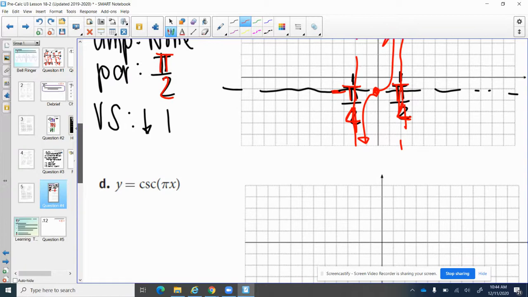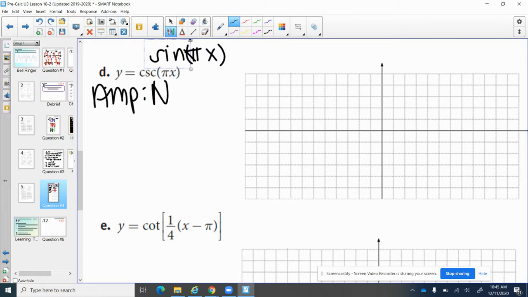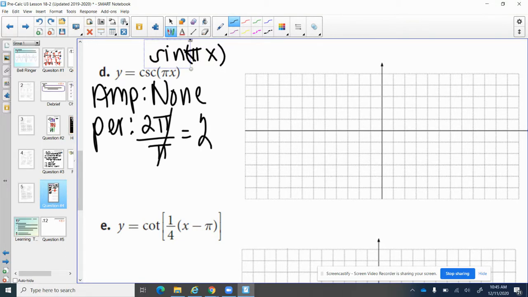Now from here, if we talk about a graph of cosecant of x, this is in comparison to our sine graph. So if we think about this with respect to sine of x when we go to graph, officially your amplitude for cosecant is none, even though obviously there's a 1 out front. It's always none with cosecant. Our period this time is 2 pi over b, so in this case, 2.